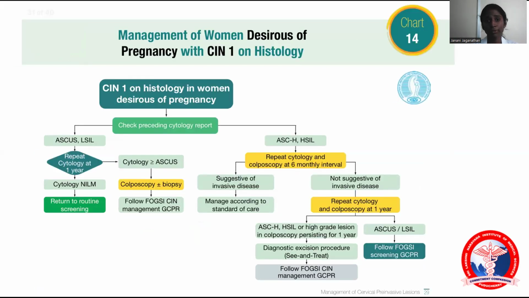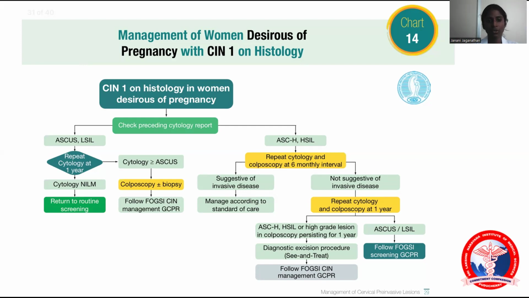Moving on to the management of women who are desirous of pregnancy with CIN1 on histology. So check the preceding cytology report, as in case of CIN1 who is not desirous of pregnancy. If it comes as ASCUS or LSIL, repeat cytology at 1 year.